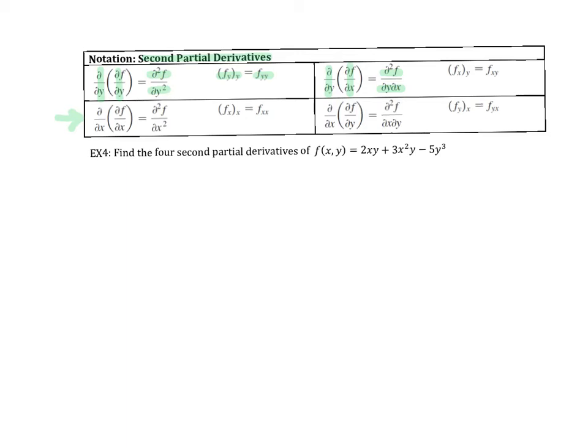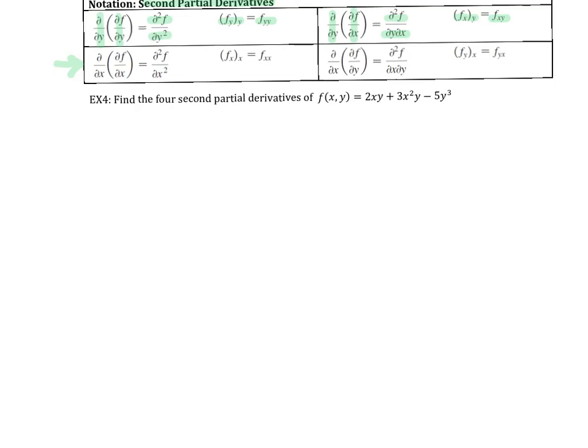It's a little bit opposite when you're using the function notation. If you take the partial derivative with respect to x first, that's in the parentheses, take it with respect to y second, that's outside the parentheses. So when you're using the function notation, the order that you're taking the derivative is actually going from left to right. So in example 4, we're going to find a bunch of second partial derivatives. We're going to find all of them.